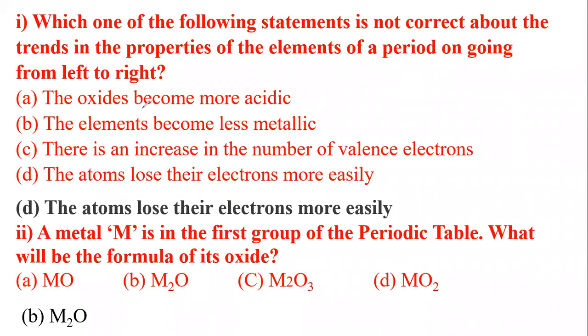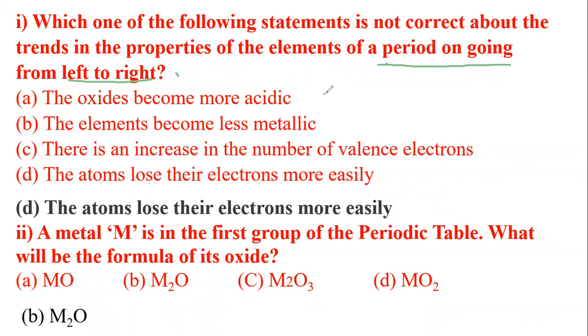The first statement, option A, is that the oxides become more acidic. They're asking that when you move from left to right on periods, the oxides become more acidic. Oxides become more acidic, isn't it? No, right?